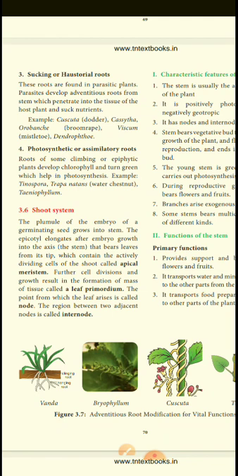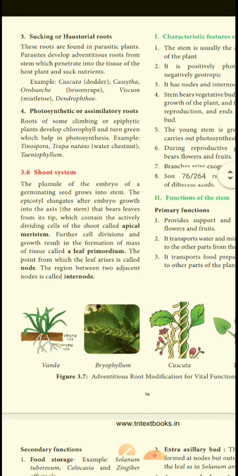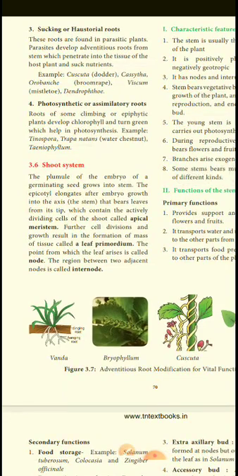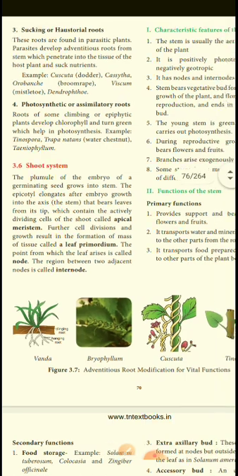The shoot system means the embryo of the germinating seed grows into the stem. The embryo axis bears leaves from its tip, which contains the actively dividing cells of the shoot called the apical meristem. Further cell division and growth result in a mass of tissue called the leaf primordium. The region between two adjacent nodes is called the internode, and the point where a leaf arises is called a node.